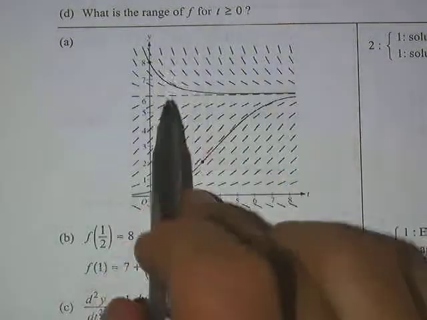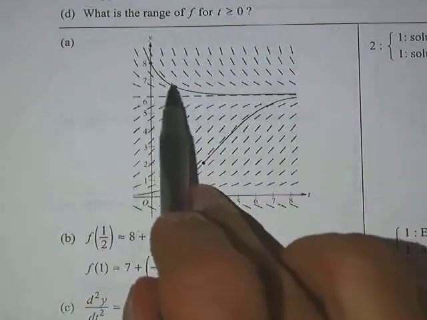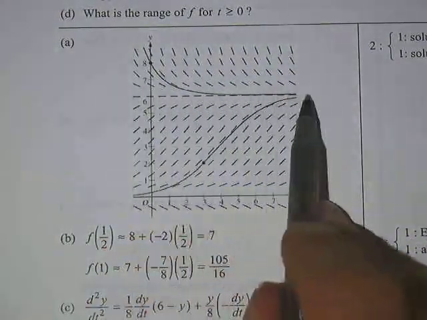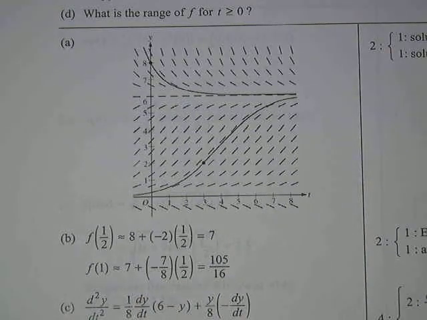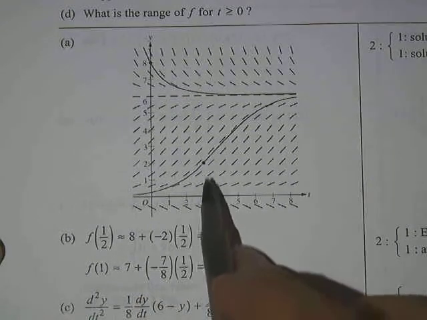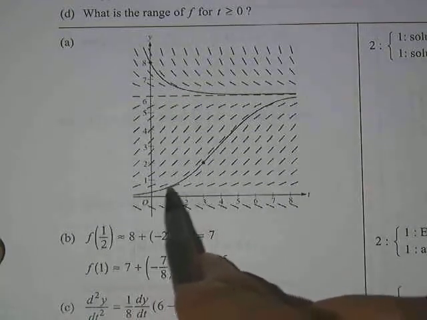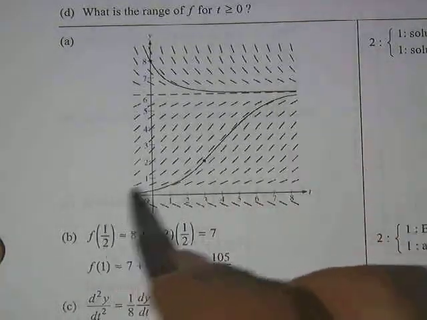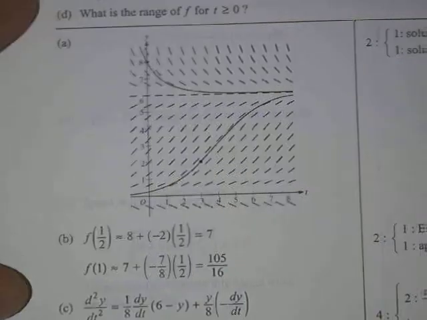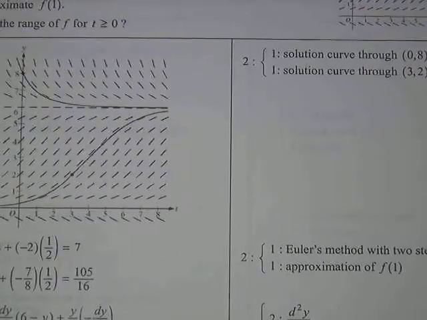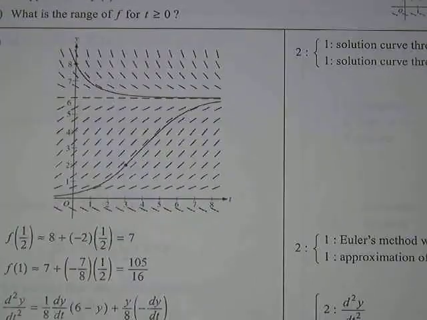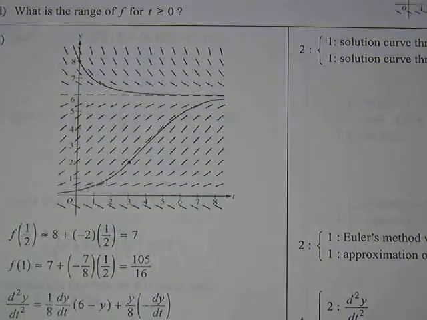So, on our first part, part A, we had to draw a slope field. It said a slope field for this differential equation is given below. Sketch possible solution curves through (3, 2) and (0, 8). I won't attempt to redraw that because they already have one here that you can look at, and it's much nicer than what I would draw.